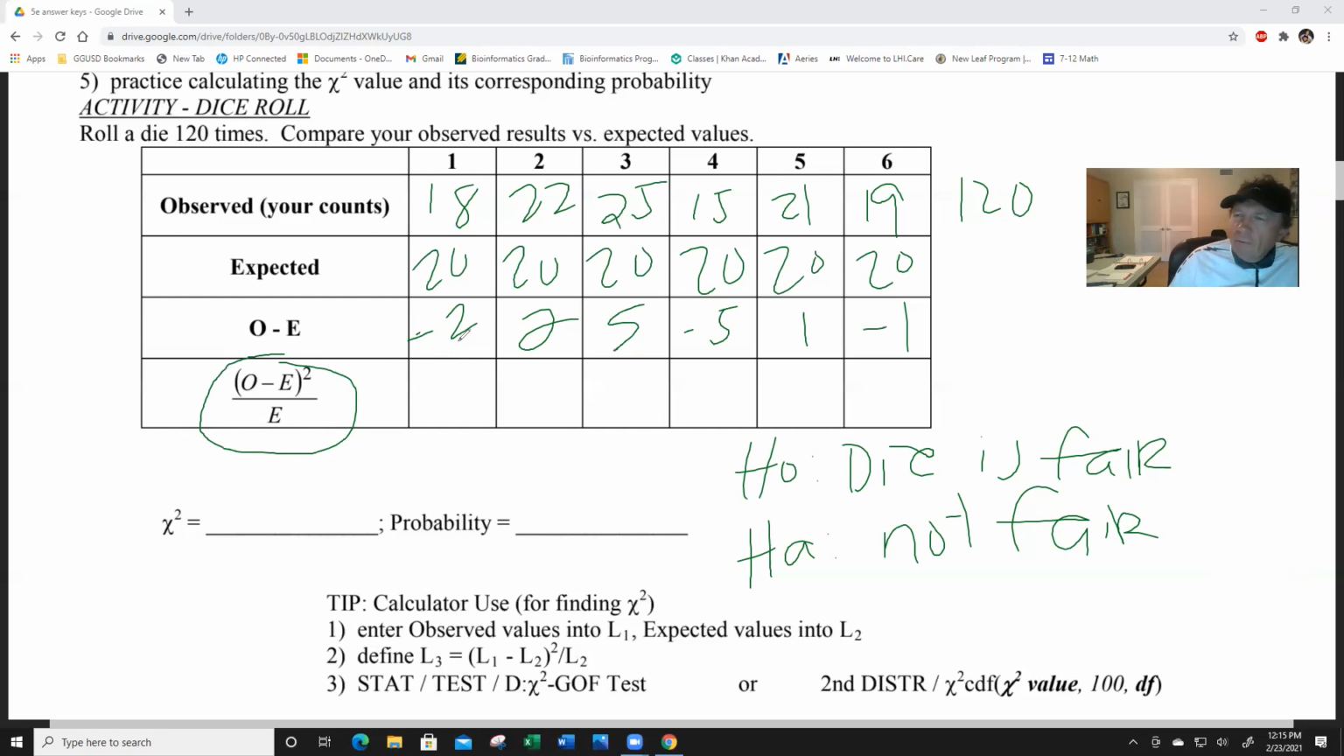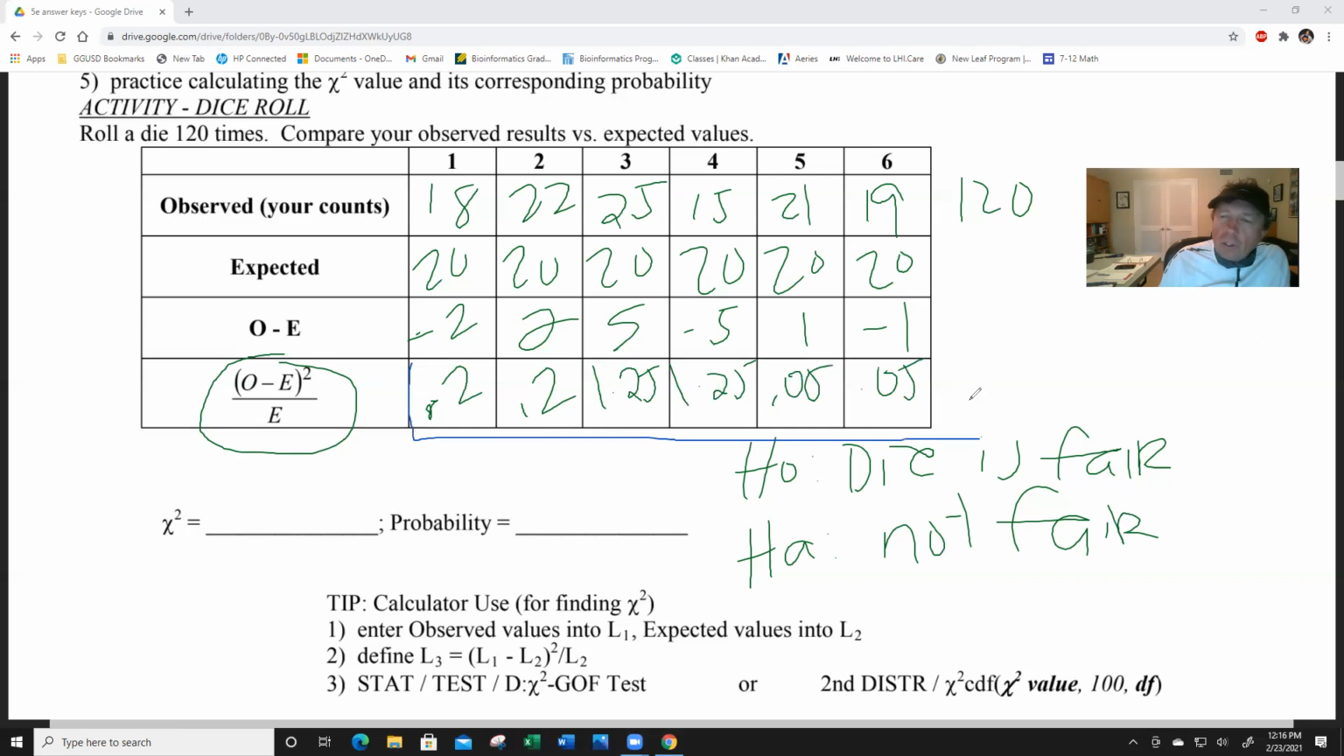Negative 2 squared is 4. 4 divided by 20 is 1/5. That's 0.2. So this is 0.2 and this is 0.2. Okay. And then we got 5 squared, which is 25, divided by expected, which is 20. 25 divided by 20 is 1.25, I believe, 1 1/4. And this will also be 1.25. Now, is there a faster way to do this? Of course, but let me finish it off. 1 squared is 1, okay? Divided by 20 is 1/20th, that's 0.05. And this will be 0.05. So if you look closely, these right here are all my chi-square terms. This is going to be the sum.